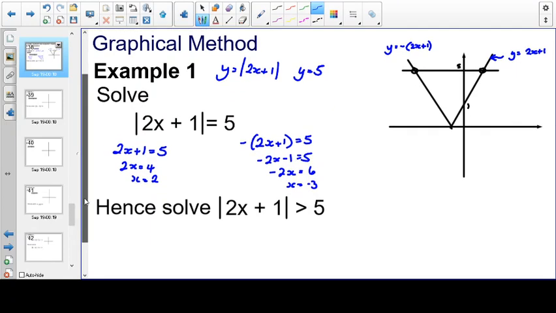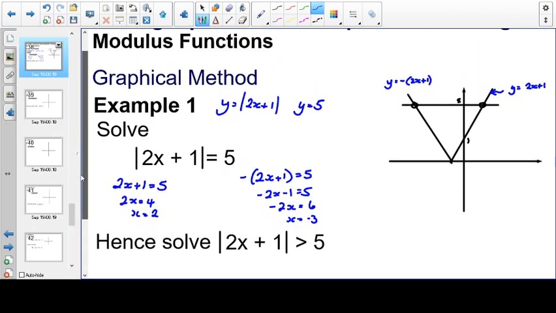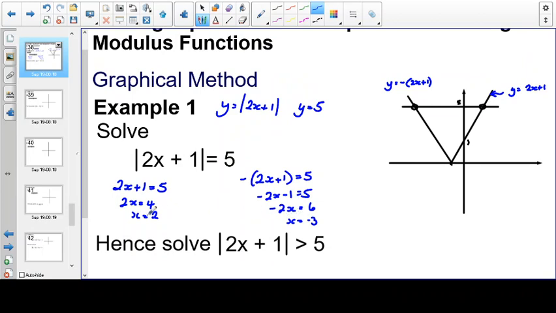Okay, now you might get an inequality. If you get an inequality, then you work these two out, and then you're going to use your graph to decide. So where on the graph are the y values of the modulus of 2x plus 1 greater than the y values of the line? Well, the y values of the modulus graph are greater than the y values of the line for that bit of graph there and that bit of graph there.